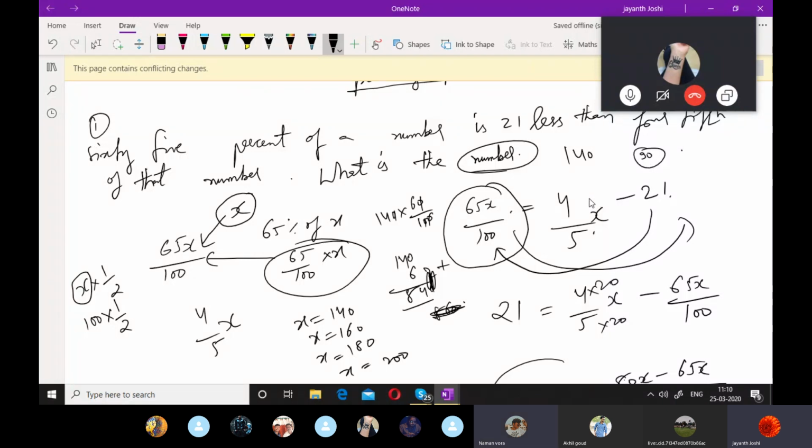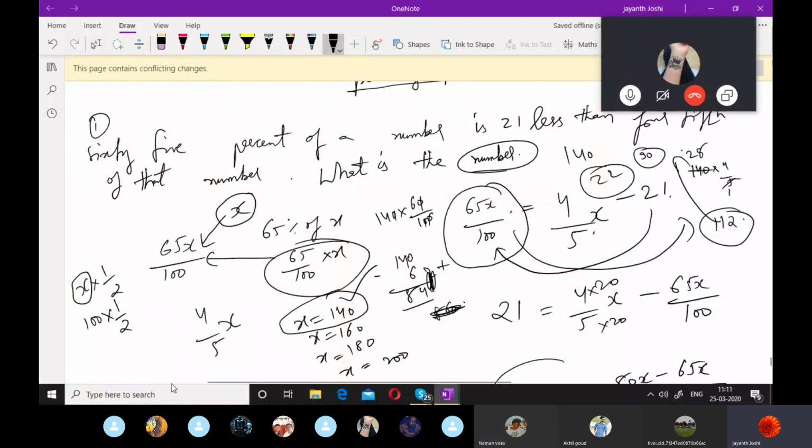65% of a number is 21 less than 4/5. So now you do 4/5 of 140, 140 into 4 by 5. So what will you get? 2 5s are 10, 28 something you'll get. Okay, 28. 28 fours are how much? 112. Am I right? Now you check the difference between 112 and 90. You will get somewhere around 22. So that is matching with our answer. So 140 is our answer.